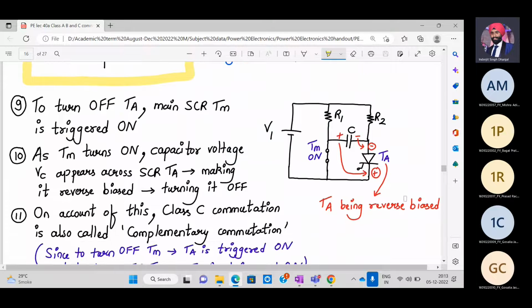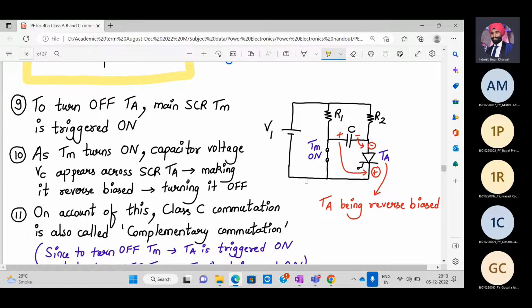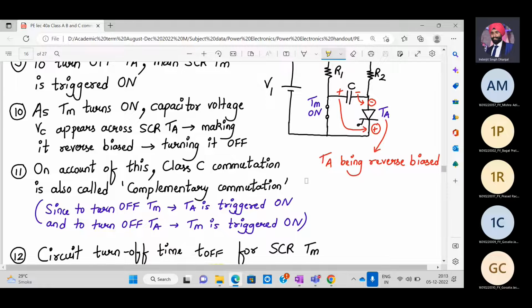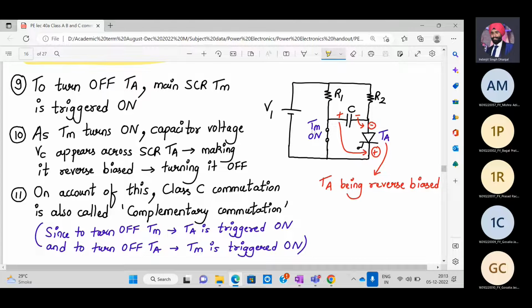Now to turn off the auxiliary SCR, the main SCR is triggered on. All right. So whenever the main SCR is triggered on, the polarity across the capacitor is like this now, and this polarity comes in parallel to the auxiliary SCR, which turns it off. Okay. So what are we doing here? Why is it called complementary commutation? To turn off the main SCR, we have to turn on the auxiliary SCR, and to turn off the auxiliary SCR, we have to turn on the main SCR. Did you understand this? Very simple analysis.